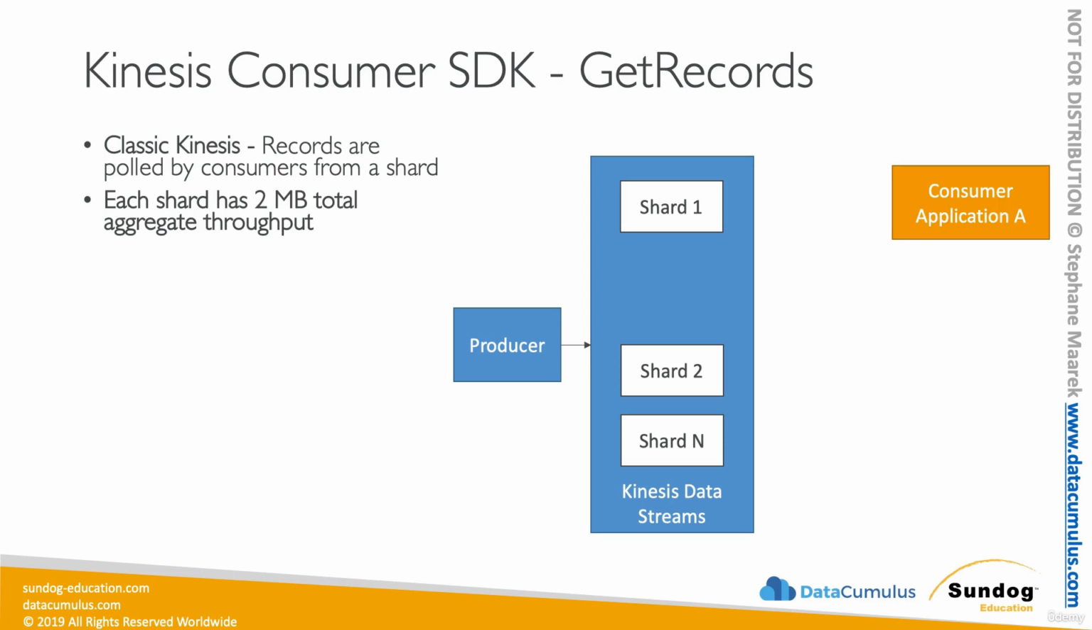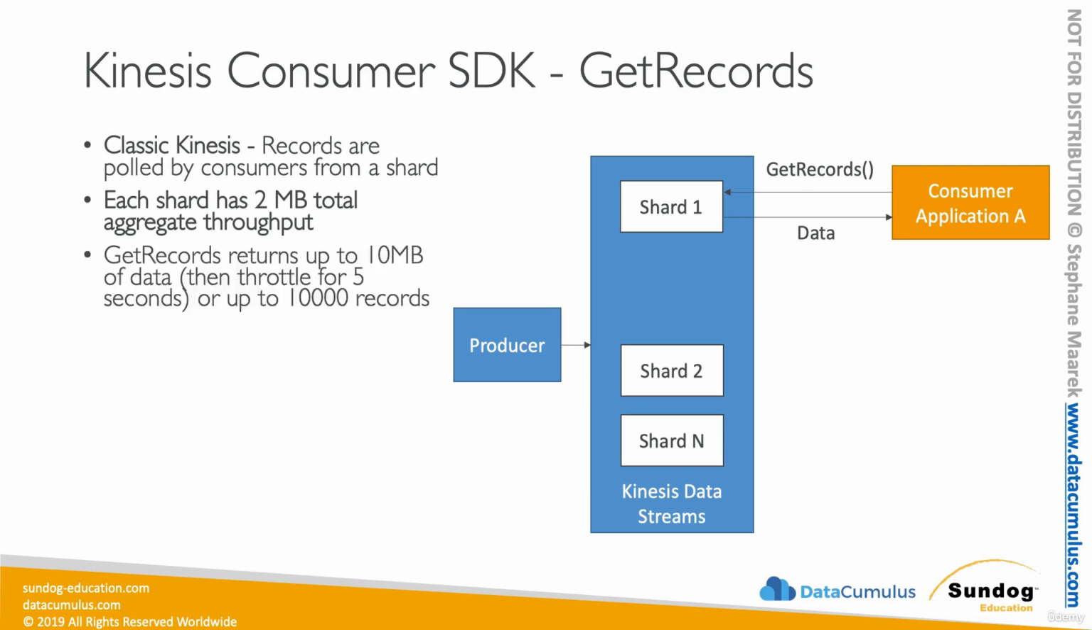So now we have a consumer application, and it wants to read from, for example, shard number 1. What it will do is a get records API call, and the shard will return some data. And if the consumer wants more data, it needs to do another get records API call. So that's why it's called a polling mechanism. Get records, every time you run it, will return up to 10 megabytes of data. And then because that 10 megabytes of data goes over the 2 megabytes per second total, you will need to wait 5 seconds until you do another get records.